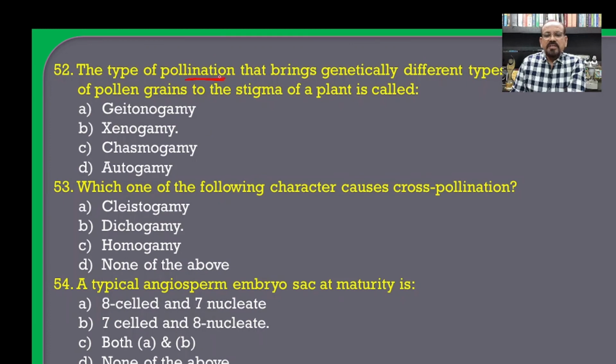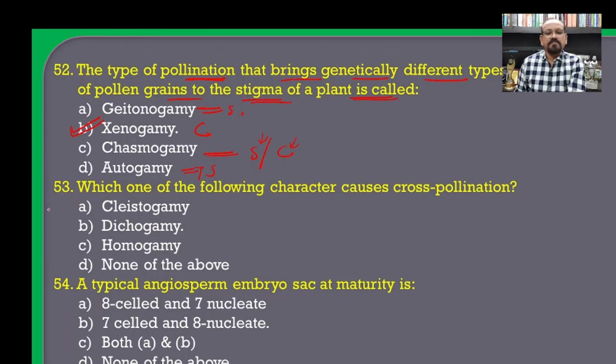The type of pollination that brings genetically different types of pollen grains to the stigma of the plant is called as. So there must be the involvement of two plants in the pollination for genetic diversity. In geitonogamy, there is self pollination. In chasmogamy, there is either self pollination or cross pollination. In chasmogamy, there is maturation of the androecium and the gynoecium at the same time, but even then there is a chance of self pollination or cross pollination, and in autogamy there is self pollination, and hence only in xenogamy will there be cross pollination, and hence B is the correct answer for this question.